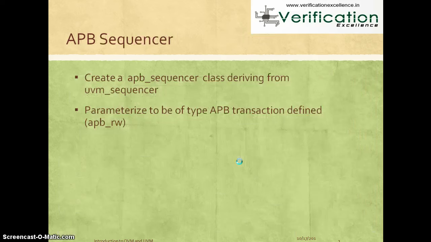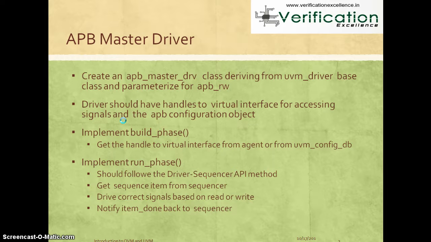An APB sequencer can be simple. You can create a simple APB sequencer class deriving from the UVM sequencer. And all you need to do is parameterize the sequencer to be of type the APB read-write transaction class, or the sequence item that you created in your first step. And the sequencer is as simple.